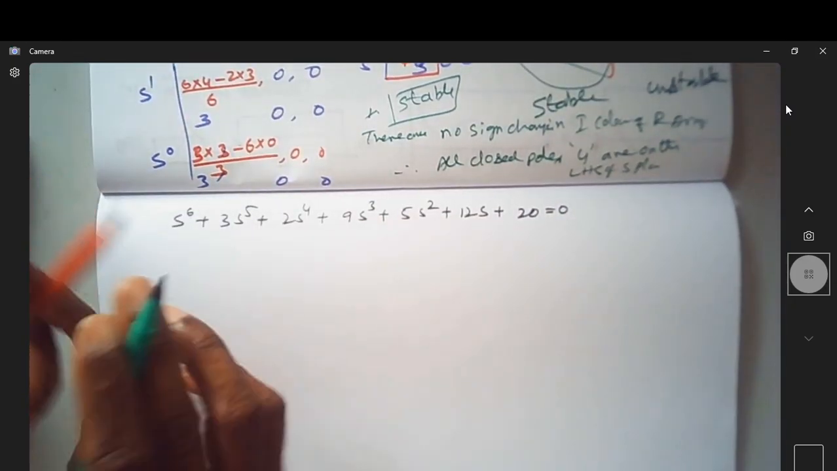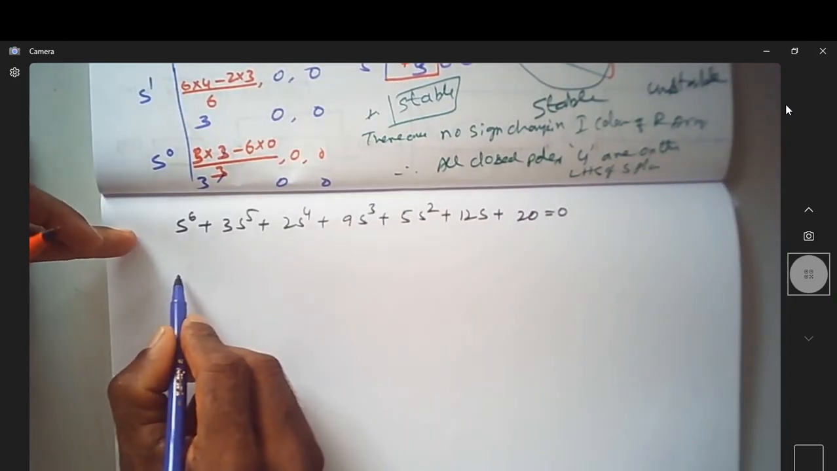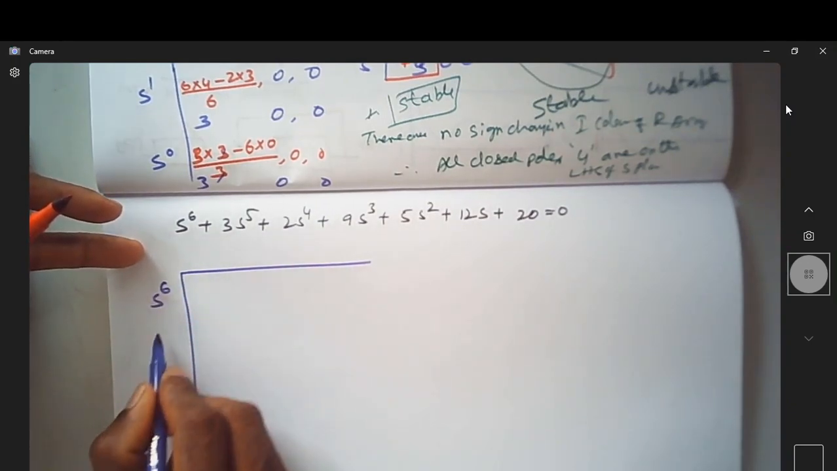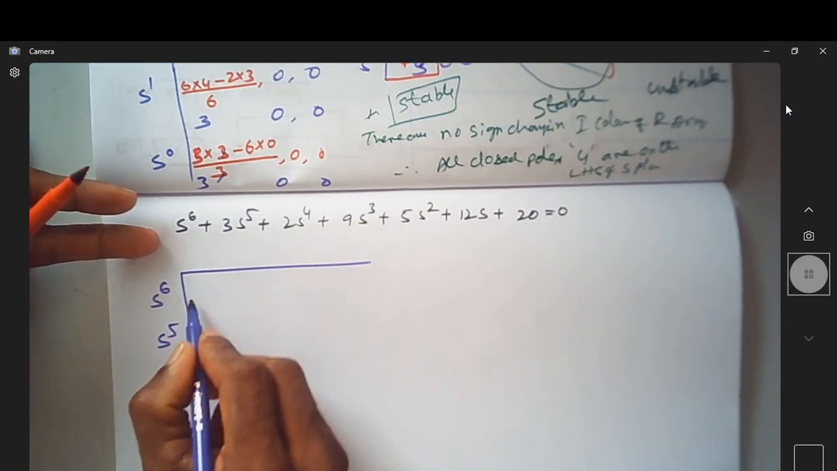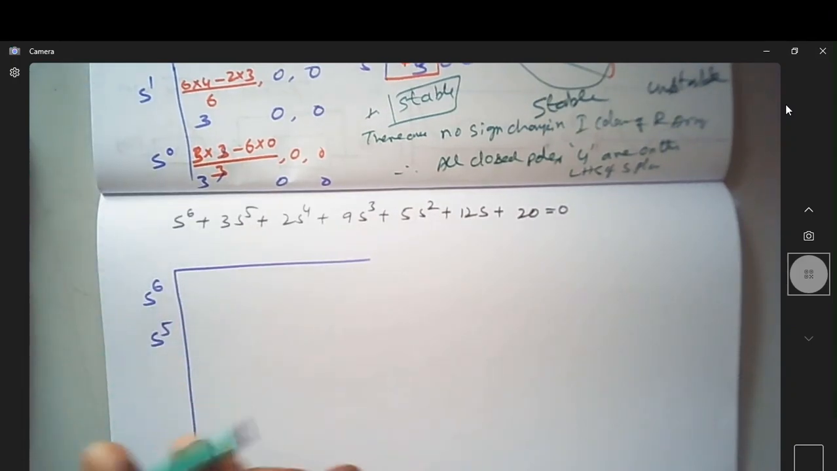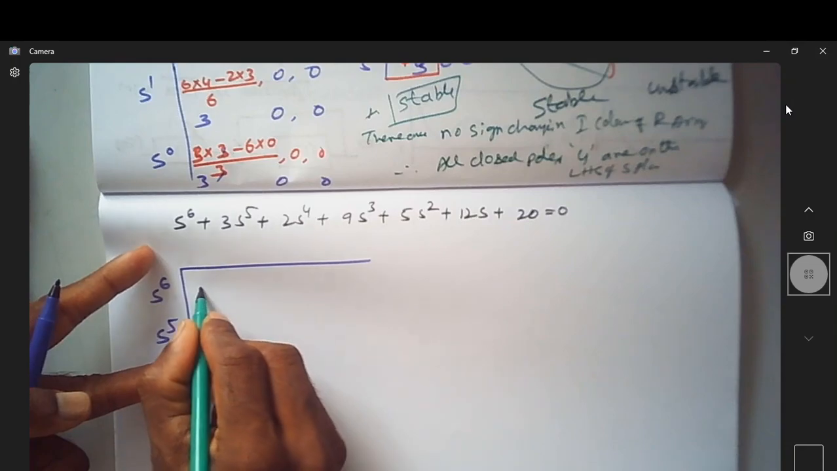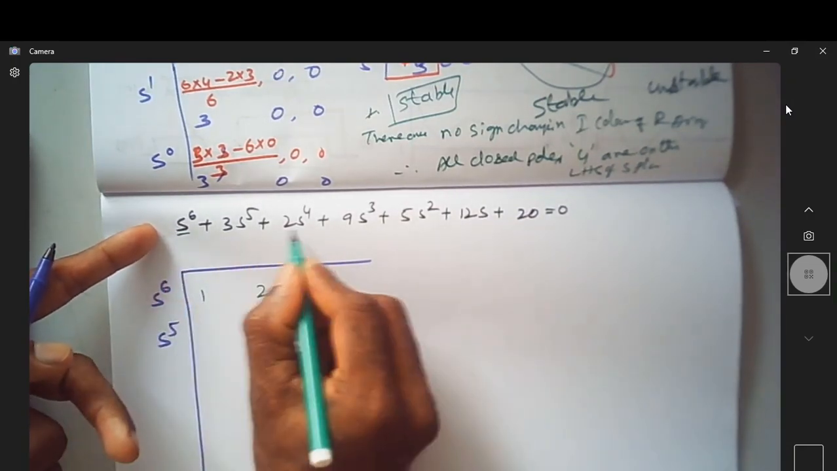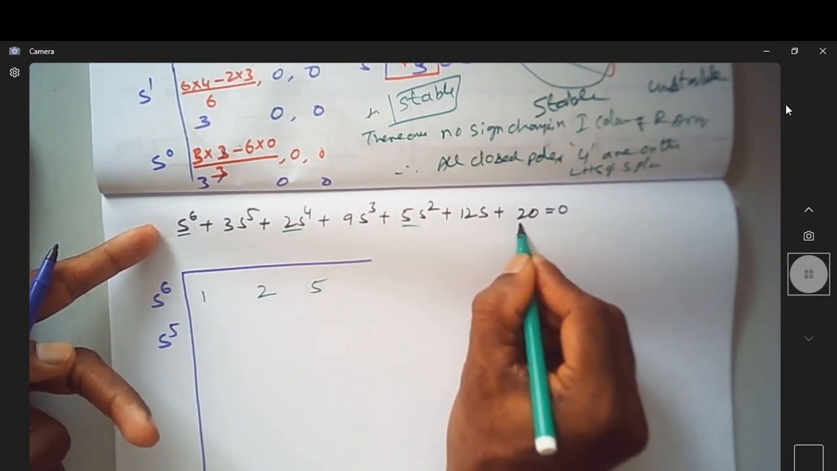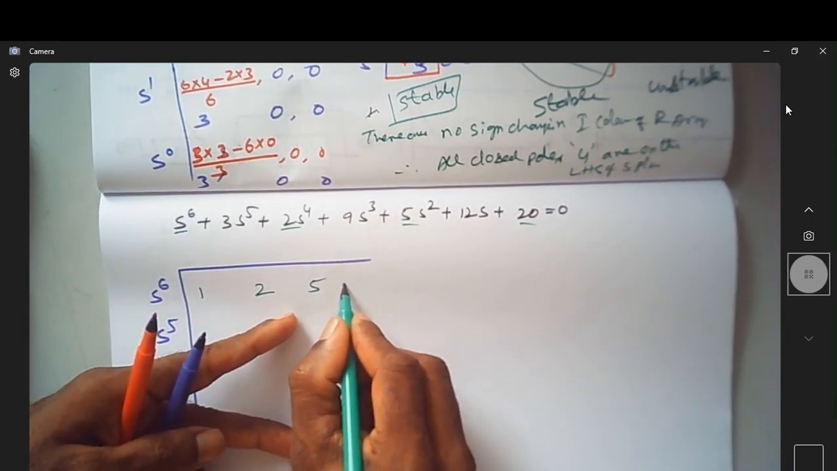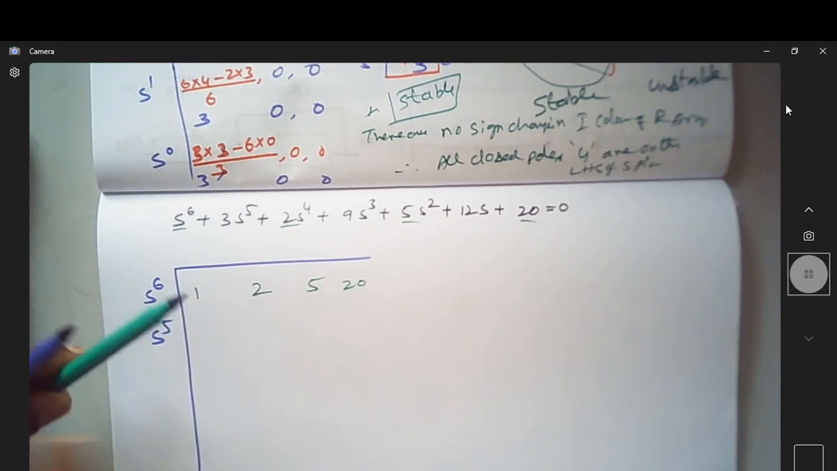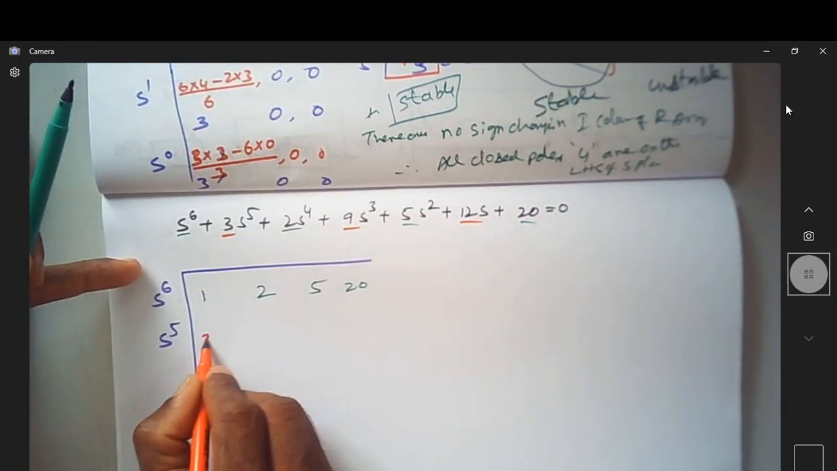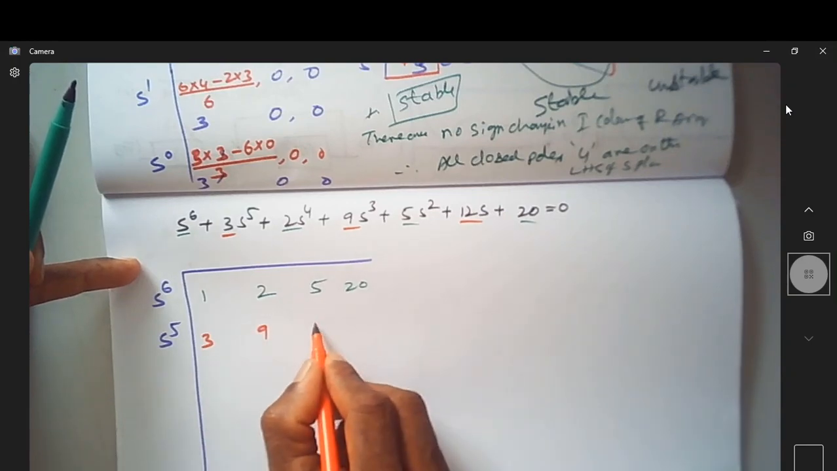If you solve the Routh's array, it will be S power 6, S power 5. Let me write it: 1, 2, 5 and 20, and the next one is 3, 9, 12.